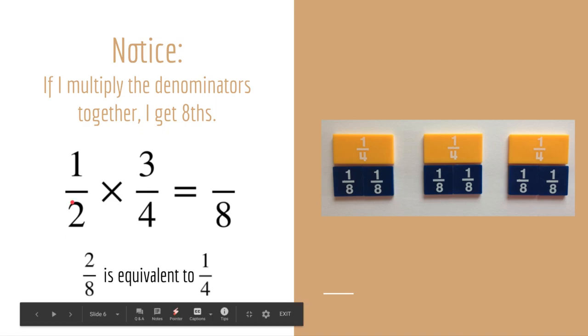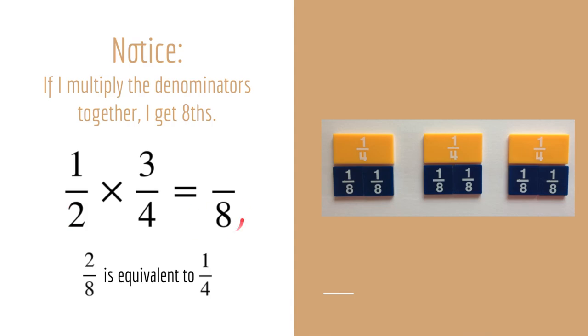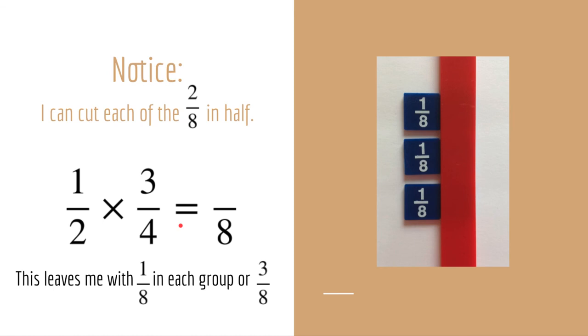If I multiply my denominators together, 2 times 4, I get 8. And 2/8 is equivalent to 1/4. So we would have done this if we were trying to make a common denominator. When we were adding, we needed to multiply our denominators together so that we can do this. Now I can cut the 2/8 in half. Each of the 2/8 group is now 1/8, which leaves me with 3/8.